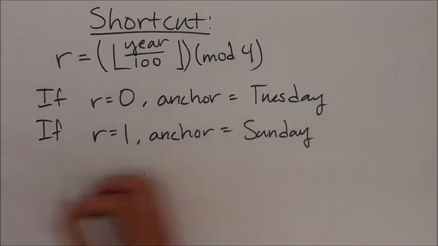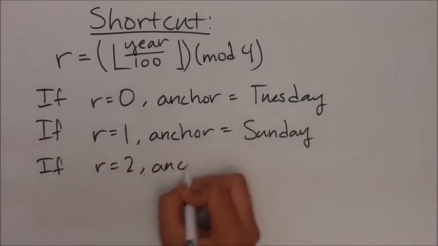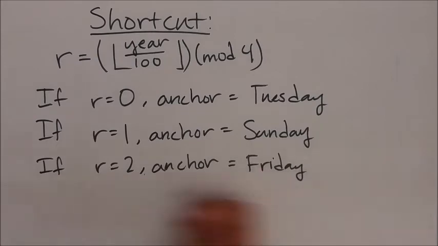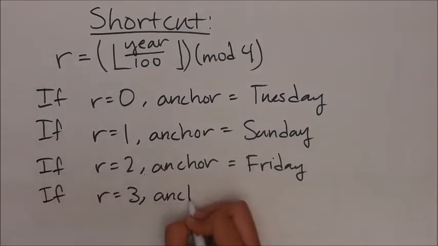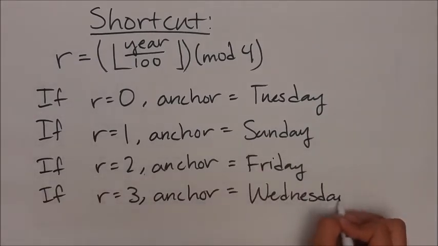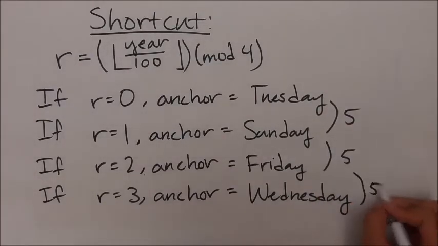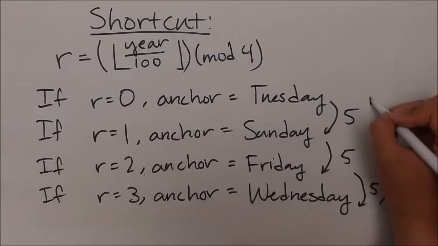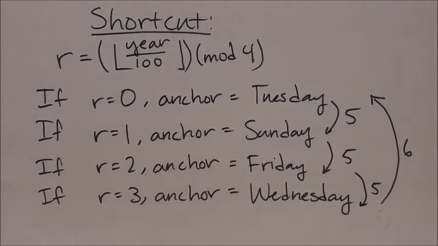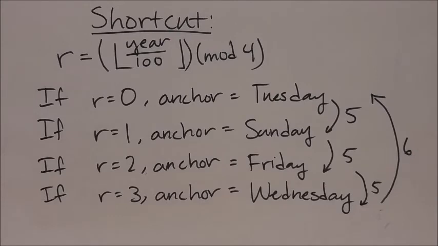So suppose R is the first 2 digits of the year, modulo 4. If R equals 0, the anchor day is Tuesday. If R is 1, the anchor day is Sunday. If R is 2, the anchor day is Friday. If R is 3, the anchor day is Wednesday. This quick little method can easily be proven by checking the formula 5R mod 7 plus Tuesday equals anchor from before.